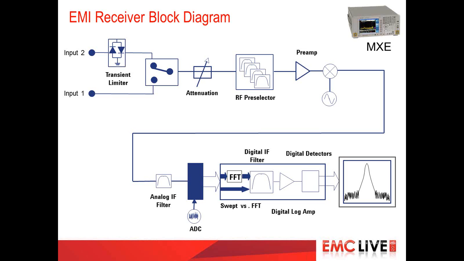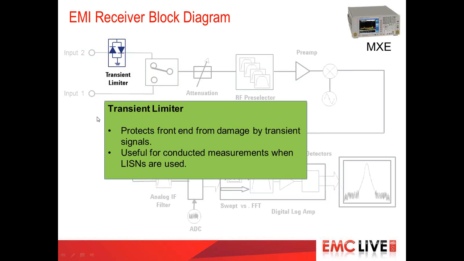You notice that there's two inputs. This second input has a transient limiter, and the transient limiter is very important for conducted measurements. For conducted measurements, you're going to have a LISN or similar device connected to the front end. If you disconnect the receiver and the limiter in the wrong order, you can actually send a spike into the front end of the receiver, damaging it. So the transient limiter provides protection during conducted measurements.